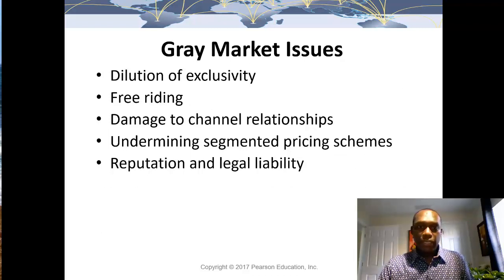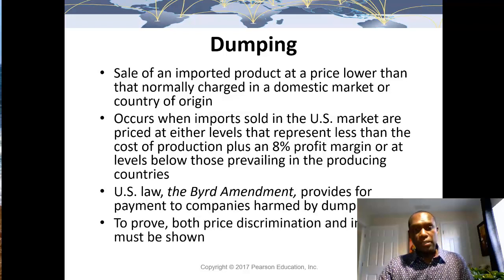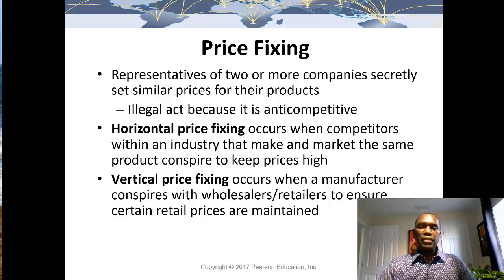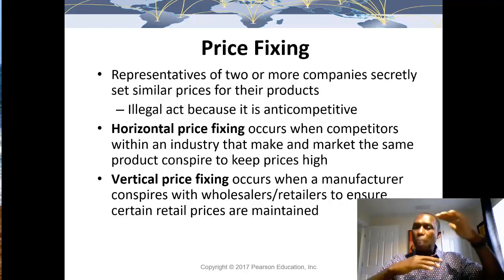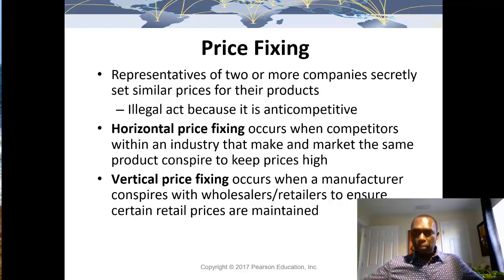And here you have some of the issues. Dilution of exclusivity, which is probably another way to say brand erosion. Somebody who's legitimately selling Cohiba cigars, in that case, they don't have the exclusivity, and that kind of erodes the brand and value. Dumping is just selling under market price, which is illegal in a lot of places, and governments protect their businesses from foreigners doing that. Price fixing is companies getting together and controlling the competition, so to speak. With horizontal price fixing, you're talking about people in the same markets, whereas vertical, you're talking about people in the supply chain, all the way from procurement to manufacturing to distribution.